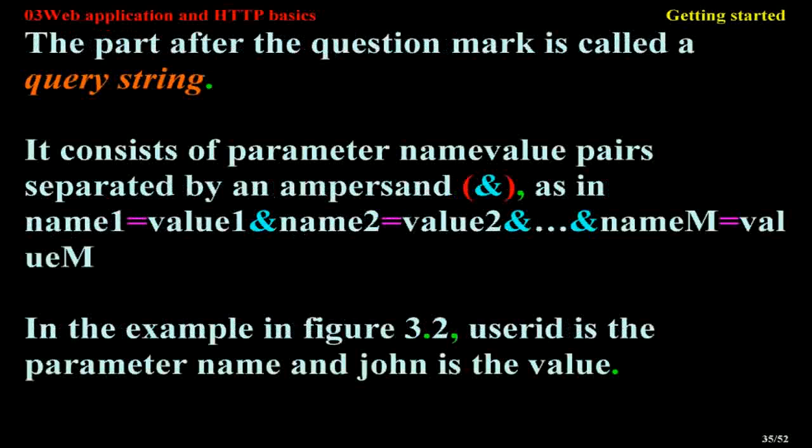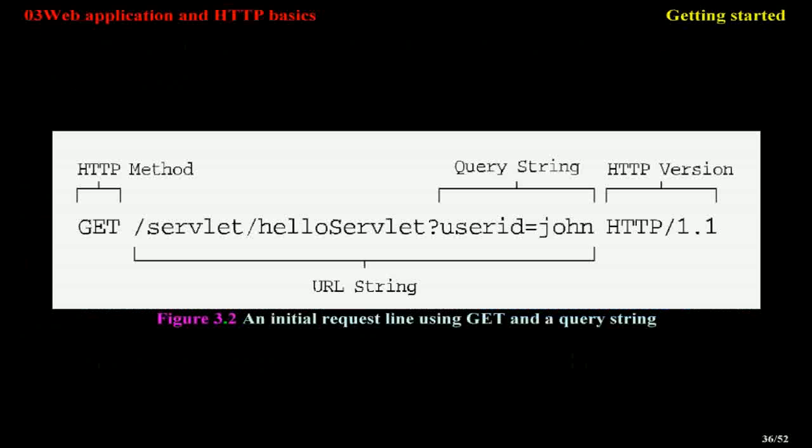It consists of parameter name-value pairs separated by an ampersand, as in name1=value1&name2=value2 and so on up to namem=valuem. In the example in Figure 3.2, user is the parameter name and John is the value. Figure 3.2: an initial request line using GET and a query string.